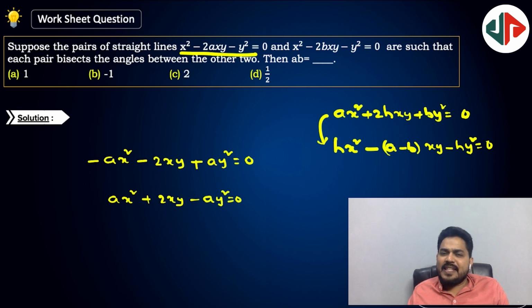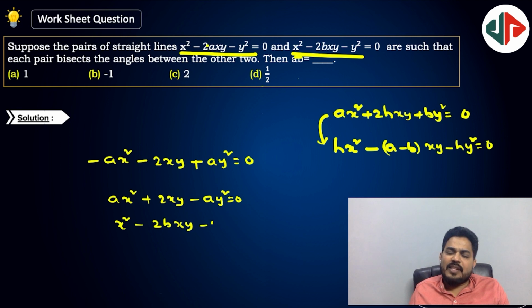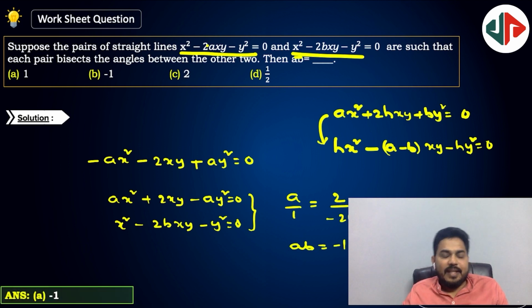But this is nothing but this pair, because its angular bisector is this. So that is x square minus 2bxy minus y square equal to 0. So both are representing the same. So a by 1 is equal to 2 by minus 2b. So ab is equal to minus 1, that is the answer.